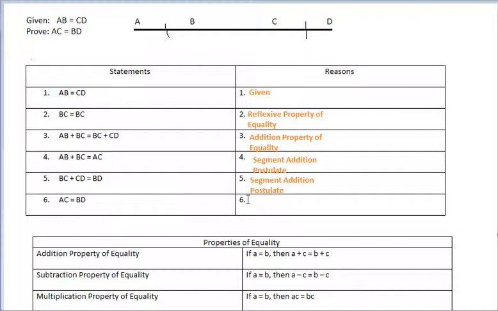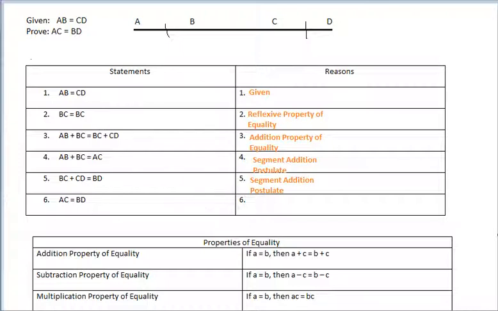Now we're on our last step. Why is this possible? Why can I say that AC equals BD? Well, let's look up here. I know that AB plus BC equals AC. And I have that same thing right here. So what I'm going to do is I'm going to scratch this out, since these are equal, and I'm going to put AC in its spot. And then it equals BC plus CD. Well, there's BC plus CD right here. So what if I scratch that out and I put BD in its spot?